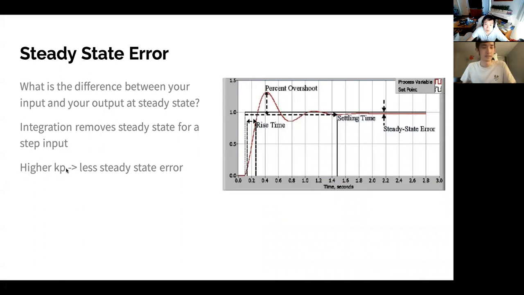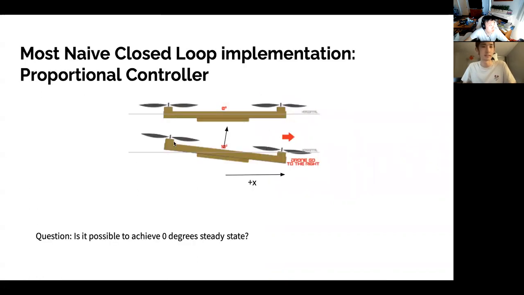The other thing is we'll reference this constant called KP. I used this in the sample code too. K is always used as a constant, and P just stands for proportional. So this is what we talked about in the most naive case. A higher KP will lead to less steady state error, and we'll talk about why in a second.